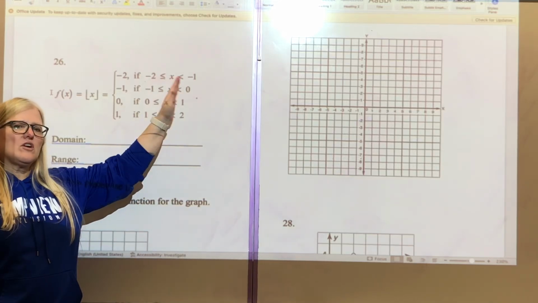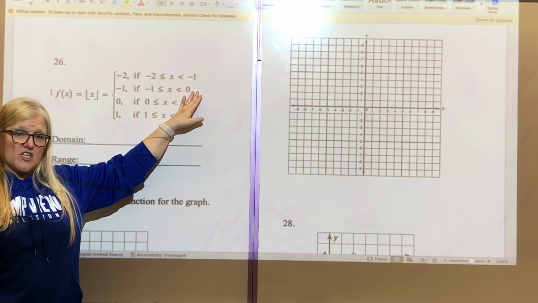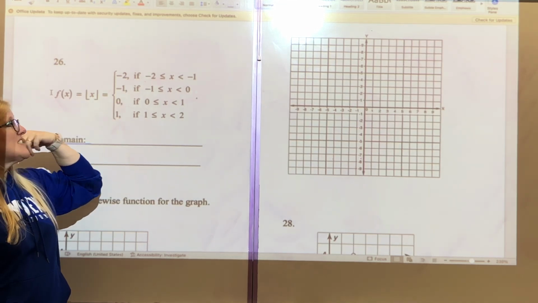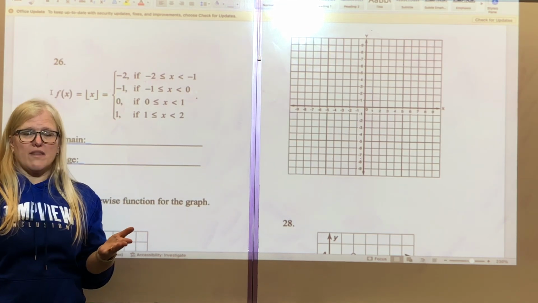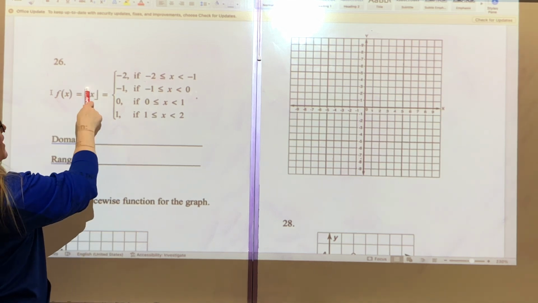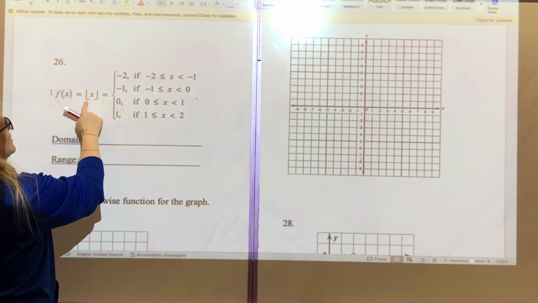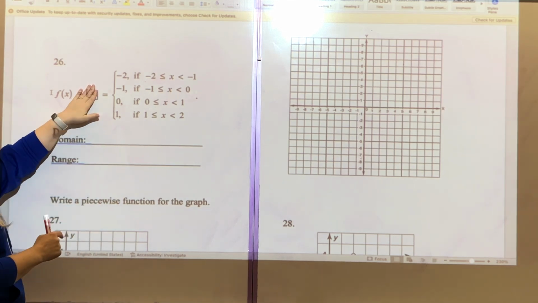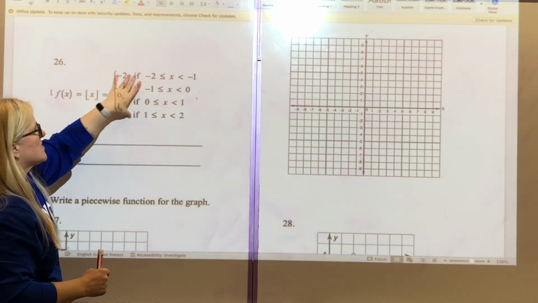We have another piecewise function here, but hopefully you remember that this is a special one. This is a step function. This is just another way of writing it, okay? So don't worry about this symbol. We're just going to focus on this.